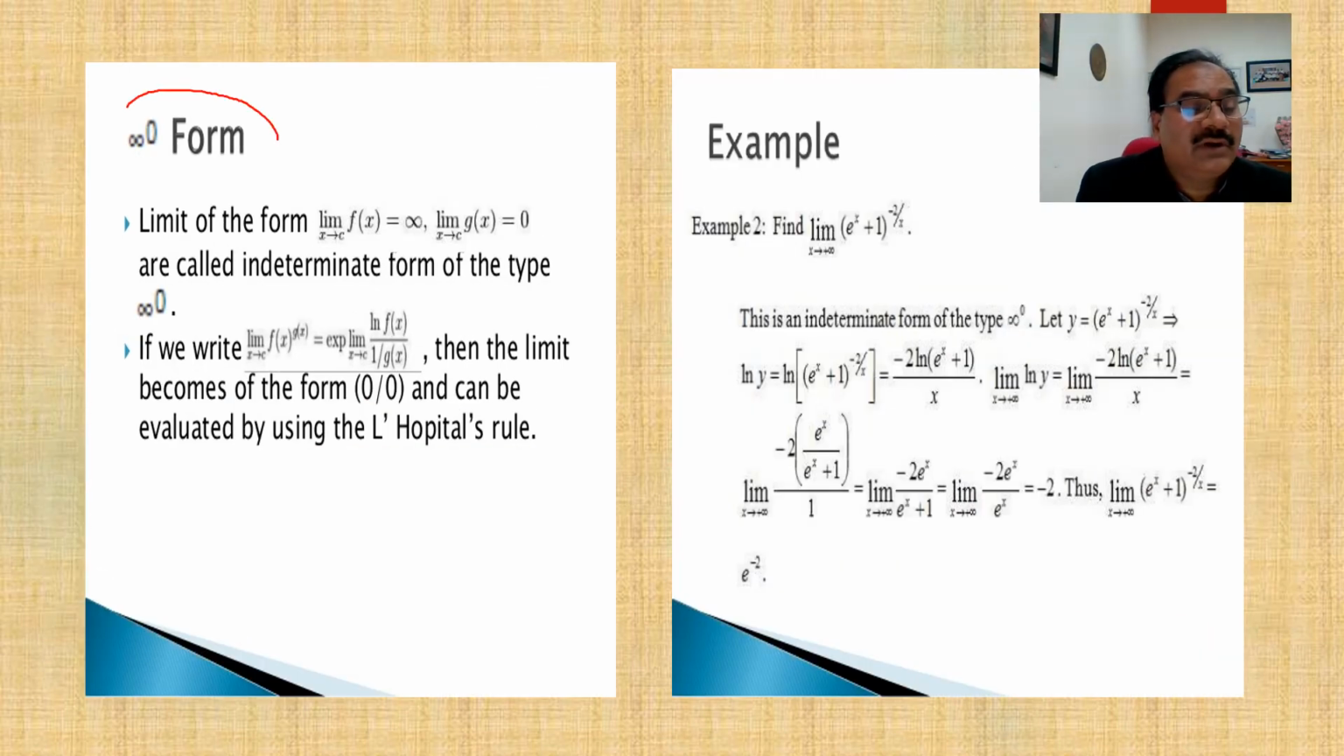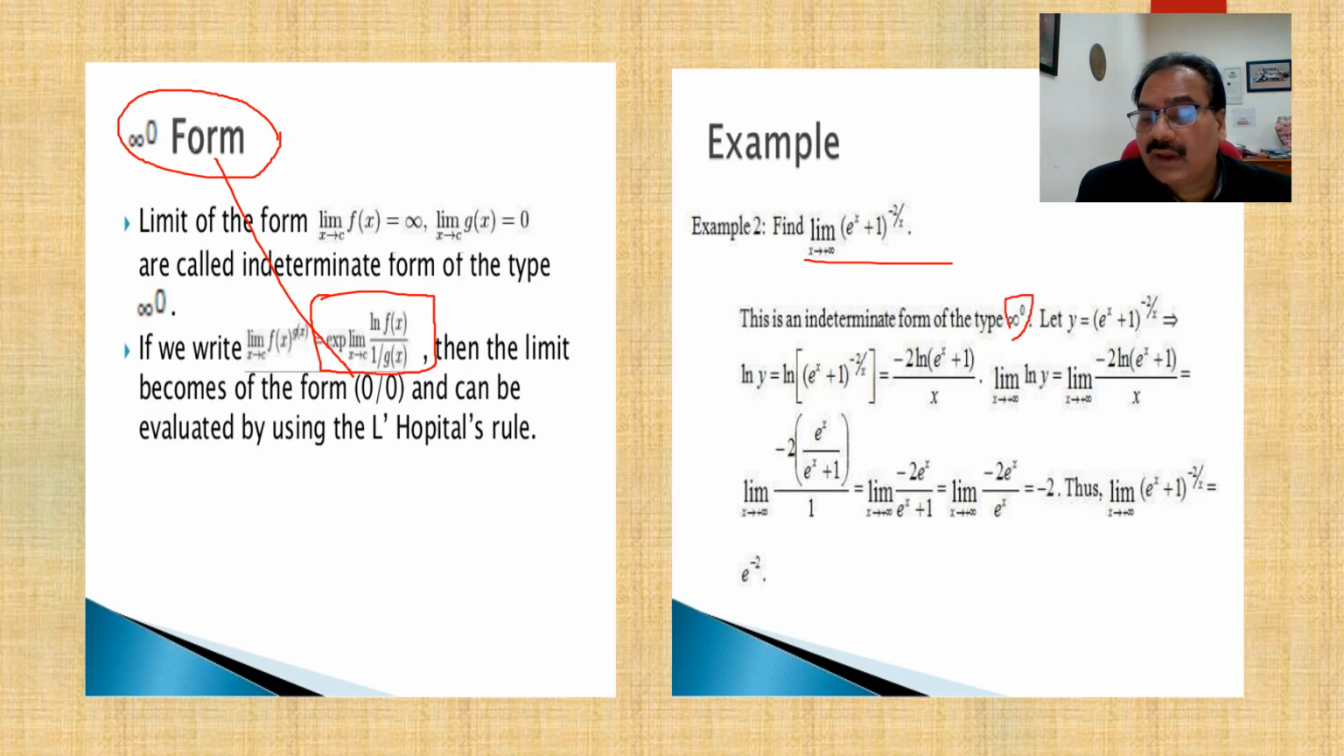Now, the next form is the infinity power 0 form. So here, limit as x tends to c of f(x) power g(x) is equal to exponential of limit as x tends to c of natural log of f(x) divided by 1 by g(x). Then this form is converted into 0 by 0 and can be evaluated further by L'Hospital's rule. Here is a problem of this case, where it is infinity power 0. You let y equal to (e power x plus 1) power minus 2 by x. Then you take log and simplify it. This form will be converted to 0 by 0 and you will get e power minus 2.